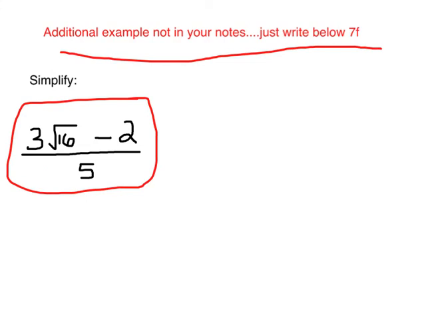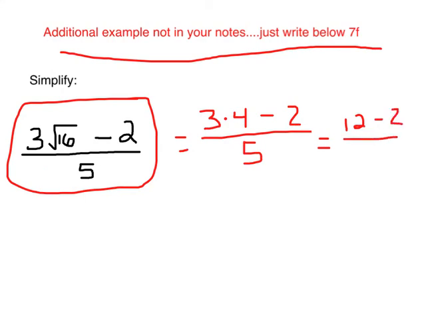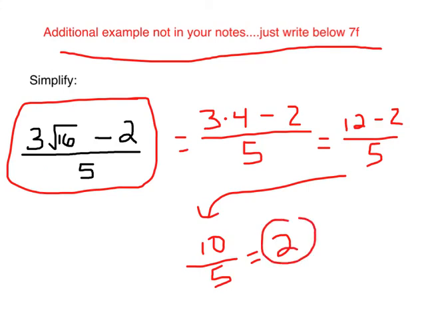All right, now that you've written it down, let's take a look at this. I can take the 3. What's the square root of 16? Well, it's 4. So basically I got 3 times 4 minus 2 all over 5. I just want to do a little example of some adding and subtracting with these radicals. So 3 times 4 is 12 minus 2, all divided by 5. Bring that down here. What's 12 minus 2? It's 10, divided by 5 is equal to 2. That's our final answer.